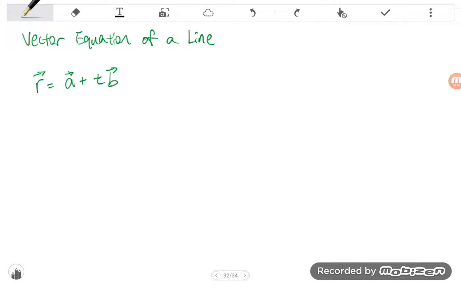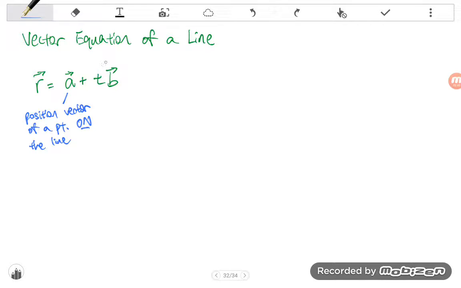So let's zoom in a little bit and understand each element of this vector equation. This vector A here is the position vector of a point on the line. So any point, as long as that point is on the line and we know the position vector of that point, then we can use it as my A.